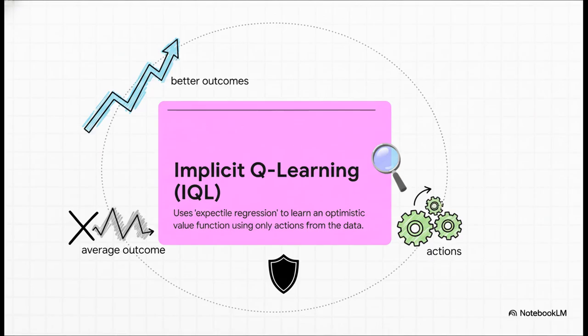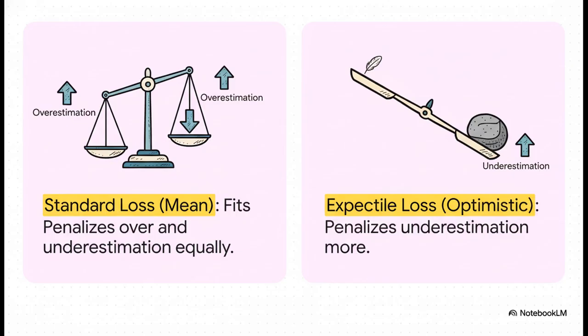And that brings us to an algorithm called implicit Q-learning, or IQL. IQL uses this really clever mathematical trick called expectile regression. What this does is it allows it to learn a value function that is optimistic by its very design. So instead of valuing states based on the average thing that happened in the data, it focuses on the better things that happened, all while staying safely grounded in actions it has actually seen before. No more fantasy land.